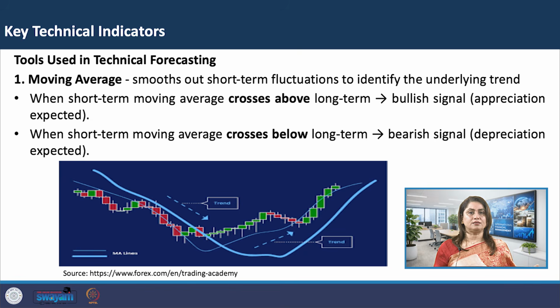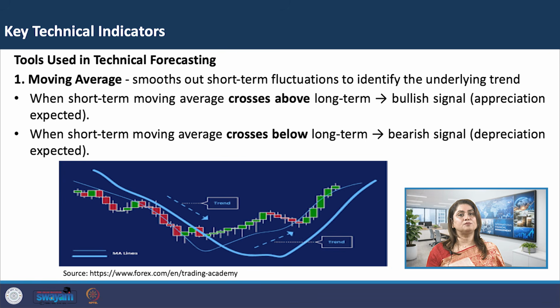Beyond candlestick charts, technical analysts use several important indicators to support their forecast. The first is the moving average. A moving average smooths out the short-term noise in exchange rate data and reveals the underlying trend more clearly. Traders typically track two moving averages simultaneously, a short term and a long term. When the short term moving average crosses above a long term moving average, it generates what is called a bullish crossover, a signal that the currency is gaining momentum and appreciation is expected.